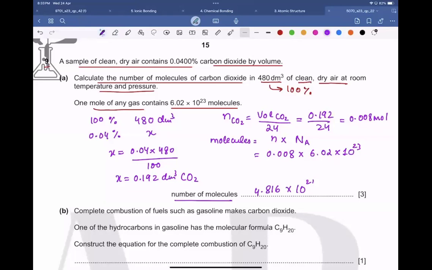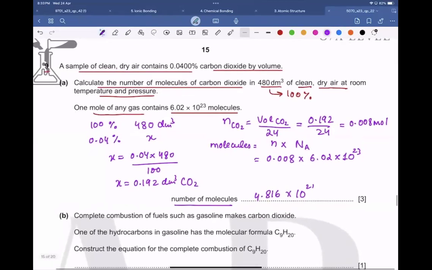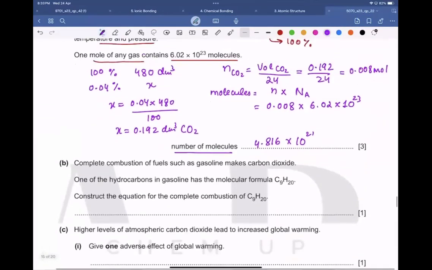Yes, you can round it off because it's a very small figure. If you have to write in three significant figures, 0.008 would be fine, or 8.0 exponent minus 3. Okay.